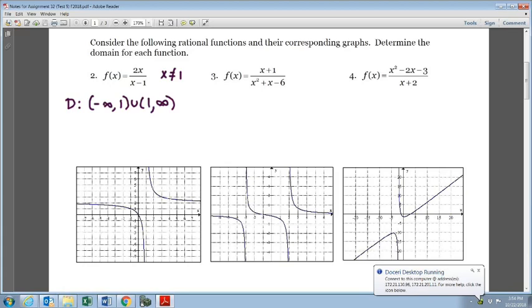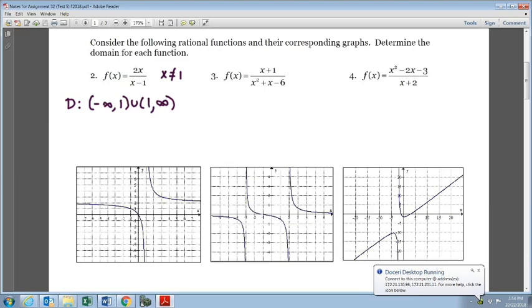Now notice sometimes people will look at the numerator and they're like, well, if x is 0, that might be a problem. But if you have 2 times 0 in the numerator, you have a numerator of 0. 0 divided by any number is actually 0, which is perfectly good. We only have a problem when we have 0 in the denominator. So we don't care about the numerator at all when we're looking for the domain.